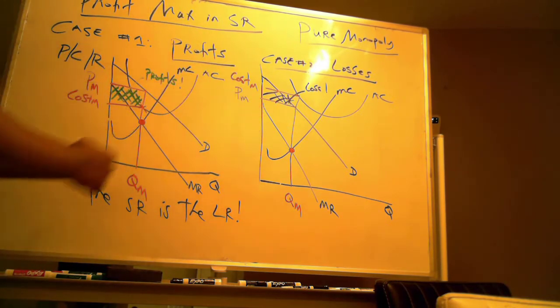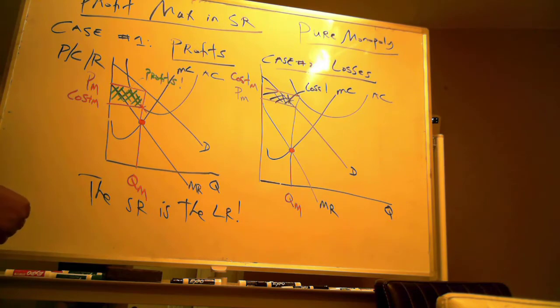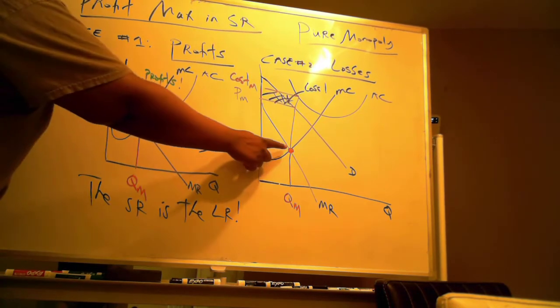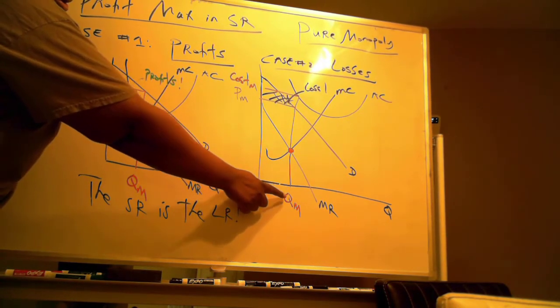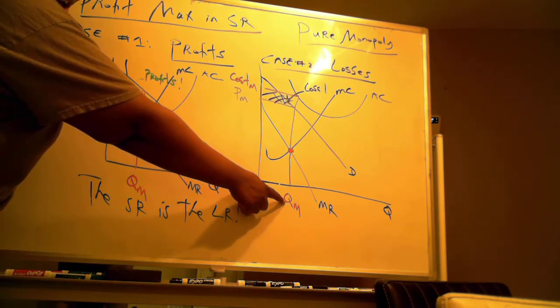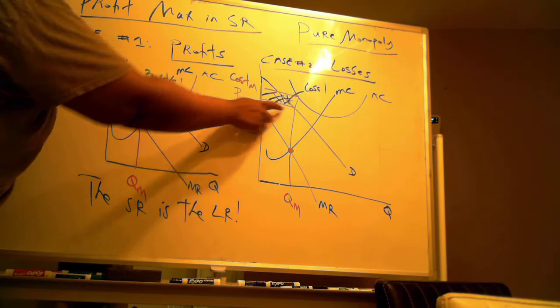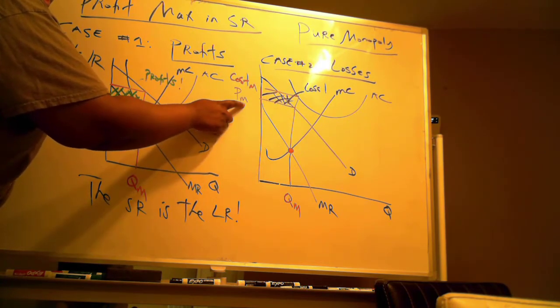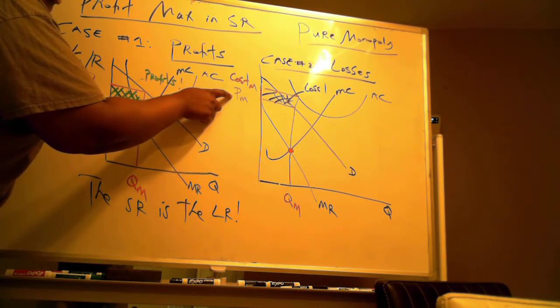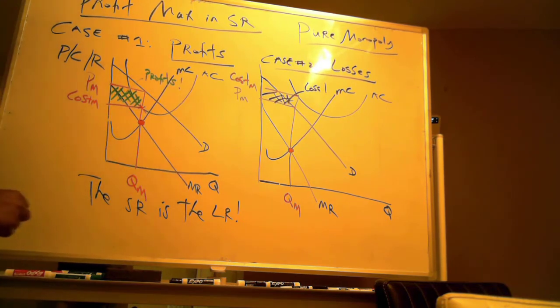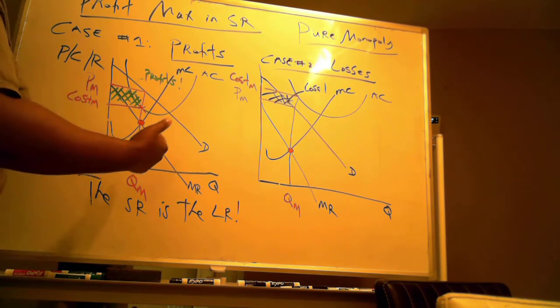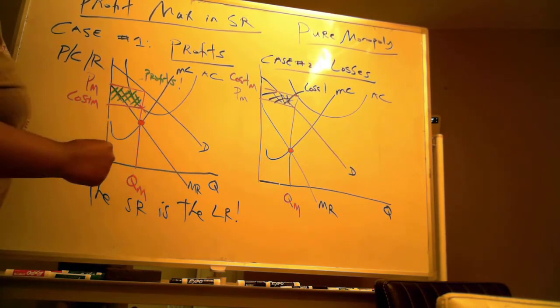The opposite is true for losses. You have the profit maximization, which gives you the quantity QM, where it hits the demand, the price. The cost of producing it is higher than the price. These are the losses. This is the situation for a monopoly.